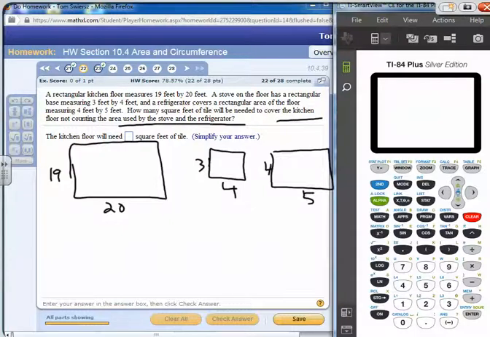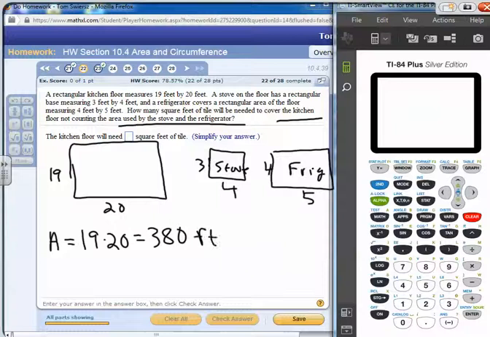So what you have to do is find the areas and then take the total area and subtract the stove and the fridge, right? So again, working with areas first before you subtract. The area of the kitchen altogether, 19 times 20, on our calculator is 380 square feet, okay? So that's the total area of the kitchen. However, we don't have to tile where the stove is.